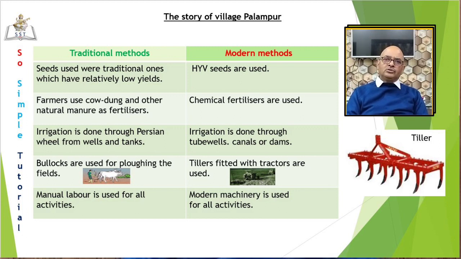Fifth, most of the manual labor used for various activities in traditional methods have been replaced by modern machinery in modern methods of farming. This question is frequently asked in the exams. Differentiate between traditional and modern methods of farming. So make a table and write like this.